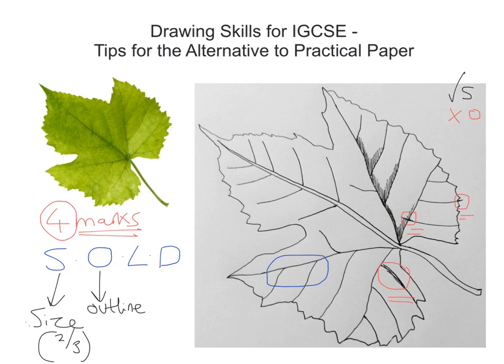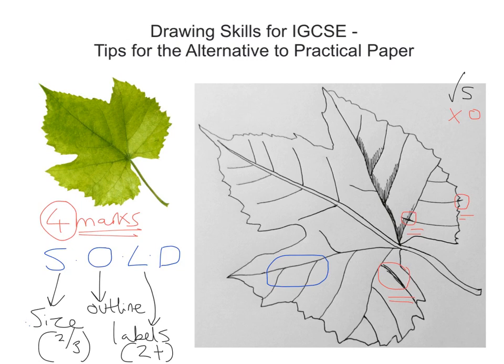The L stands for labels. Now you're looking for at least 2. So I'm going to put here 2+. When you're drawing these, you're looking for at least 2 labels. So I haven't added any labels to this diagram as of yet, but I'm going to draw them on now.